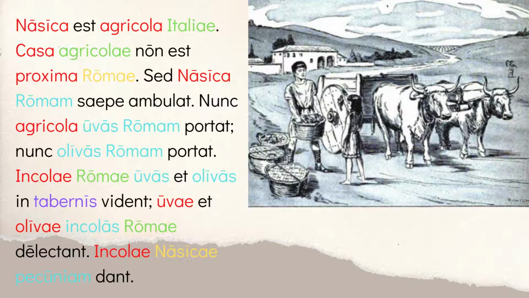So again, the AE ending can be a couple of different cases, but the context here with the verb of giving, dant, is telling you that it's going to be an indirect object. It's going to be dative case. Okay, so they give him money. He gives them grapes and olives.